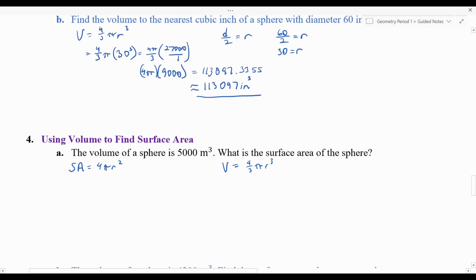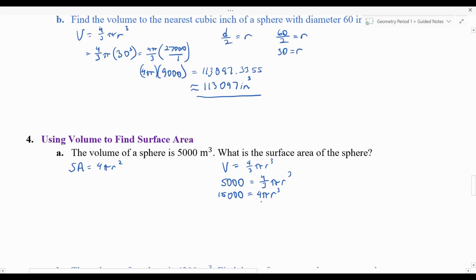Now they gave us the volume, so we can substitute V for 5,000, and we have 5,000 equals 4 divided by 3 pi r cubed. Okay, and from here we need to solve for r. The first thing that I particularly like to do is to get rid of the fractions by multiplying everybody here by 3. When I do that, the left hand side becomes 15,000 because 5,000 times 3 is 15,000. On the right hand side it becomes 4 pi r to the third.